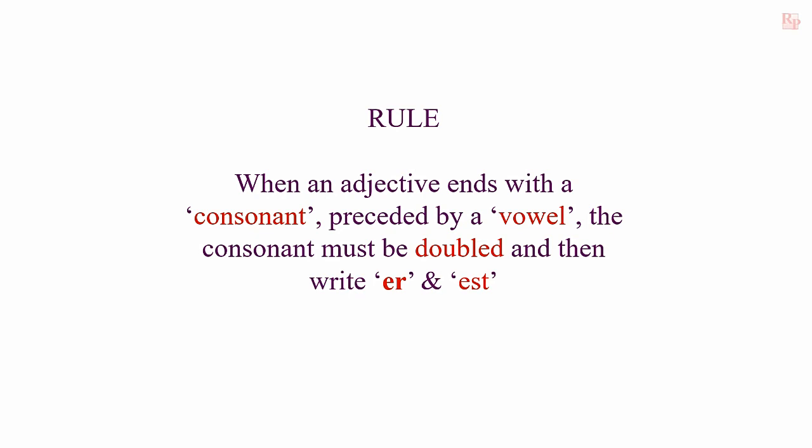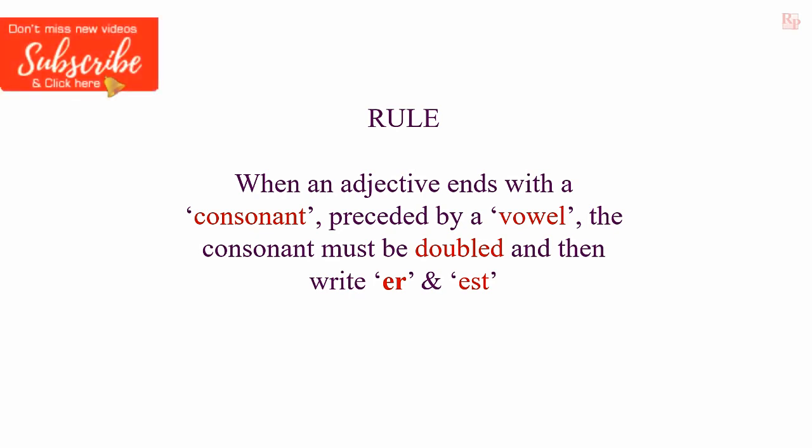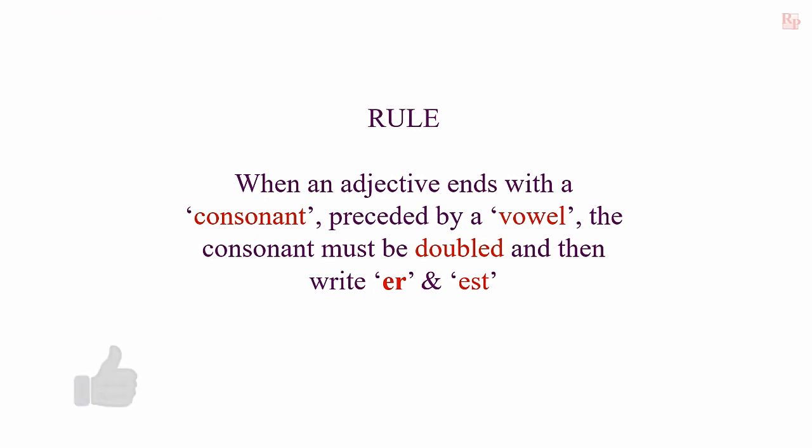When an adjective ends with a consonant preceded by a vowel, the consonant must be doubled and then you write er and est.